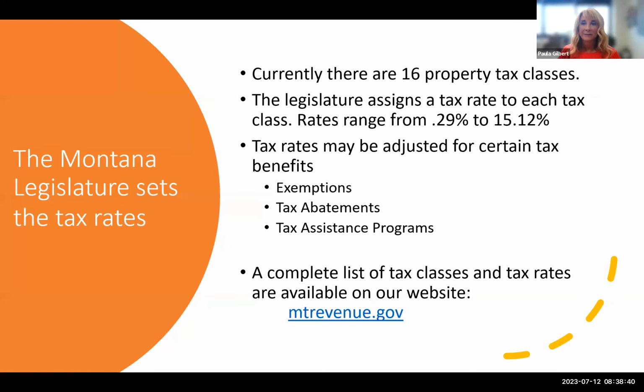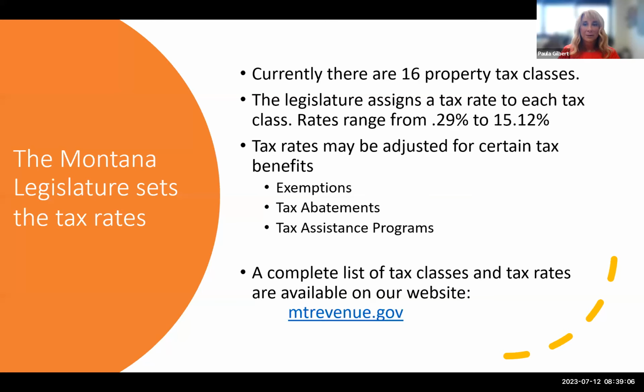Classification is another piece of information on your appraisal and classification notice. Property is classified according to its use and characteristics as designated by the legislature. The different classes of property are taxed at different percentage rates of their market value. There are currently 16 property tax classes in Montana, and each has different tax rates within them.